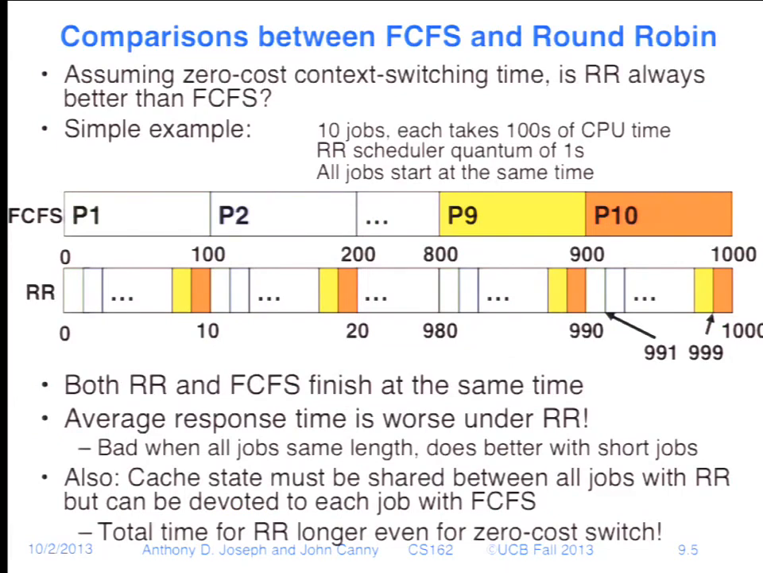All right. So this is just reinforcing that. We saw a worse time with round robin in this special case with all jobs the same length. But generally, it does a lot better when you have many short jobs because the short jobs finish quickly.